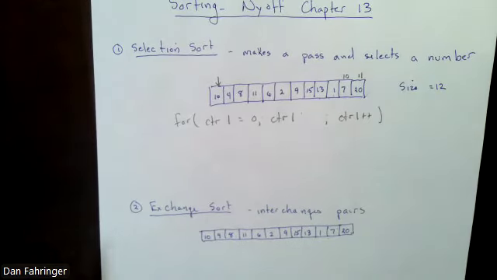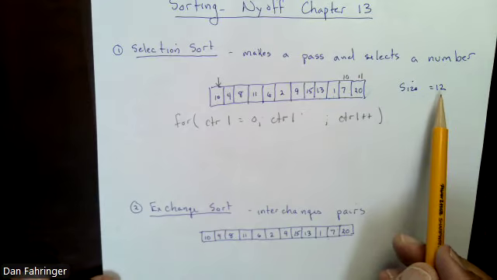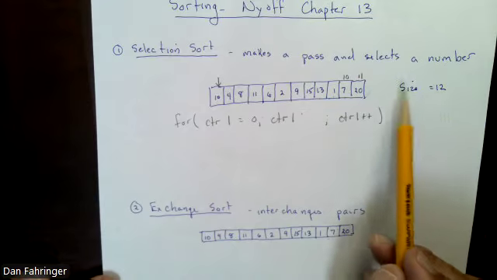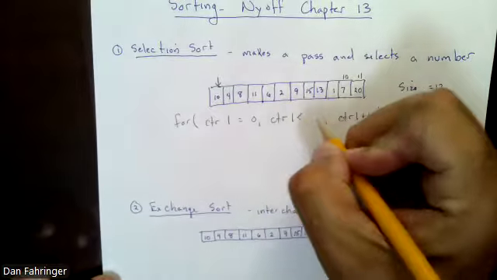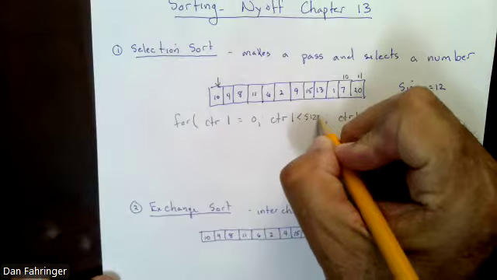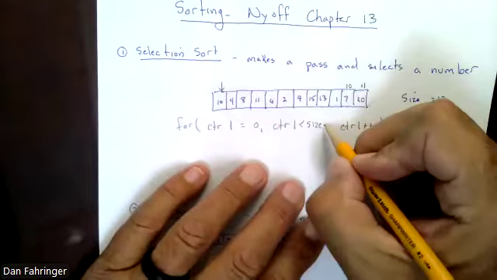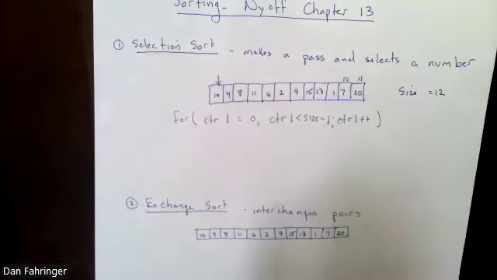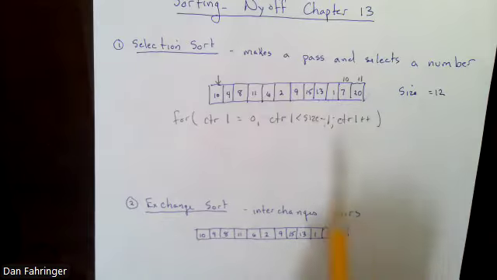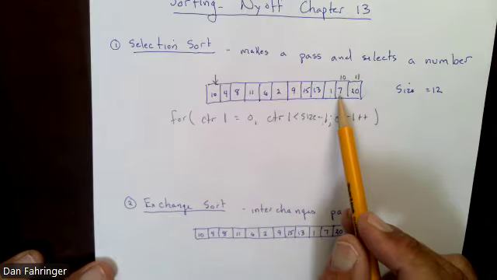I need to draw the picture and write it down. If size is 12, I'd like to go from 0 to just less than size minus 1. I didn't leave myself enough room. Size minus 1. Counter1, I want to go from 1 to 10.